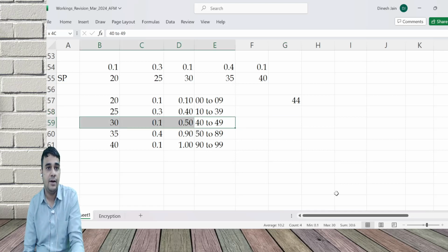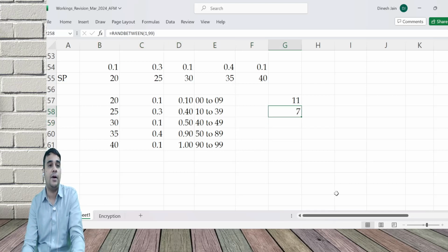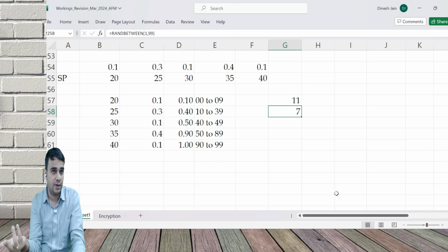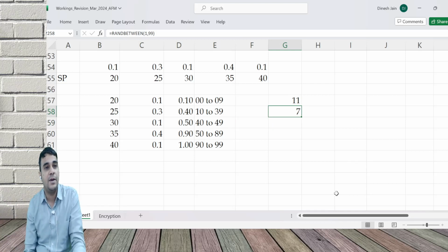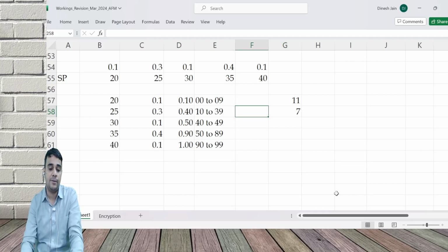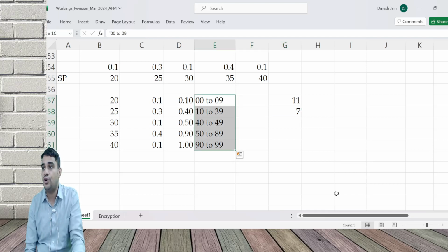Selling price will be 30 rupees between 40 to 49. I want you to run one more experiment. Unfortunately, the formula is such that if you change any number, the random number will keep changing here. So in the second experiment, the random number is 7. 7 is between 00 to 09, so your selling price will now be 20 rupees.